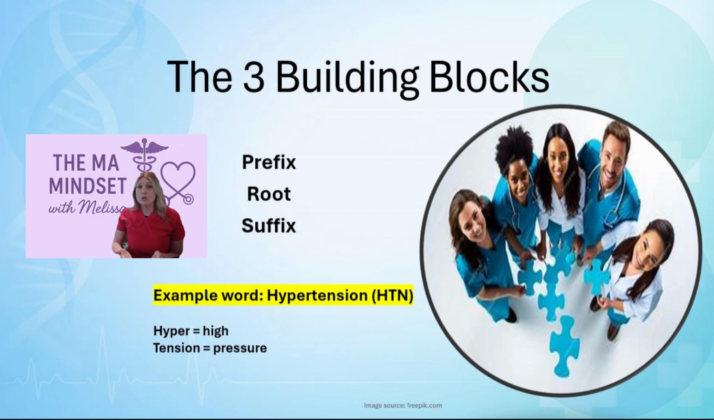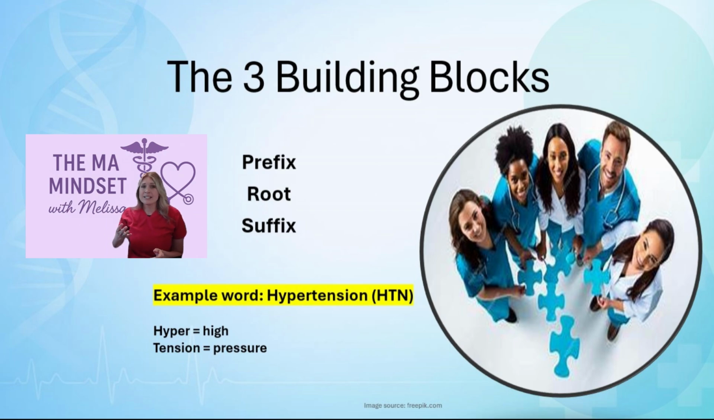The second building block is the root. The root is the core of the word, and it tells us what body part or system we are talking about. And the third building block is the suffix. A suffix appears at the end of the word, and it often tells us about a condition, disease, procedure, or state. So once you understand these three parts, medical terminology becomes much easier because instead of memorizing long words, you can simply break them apart and decode their meaning.